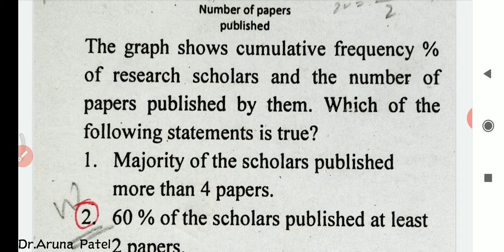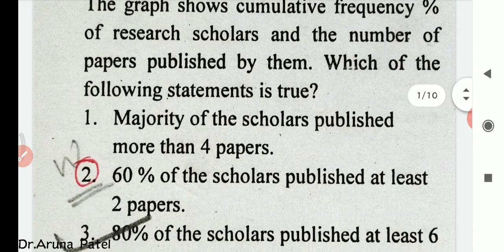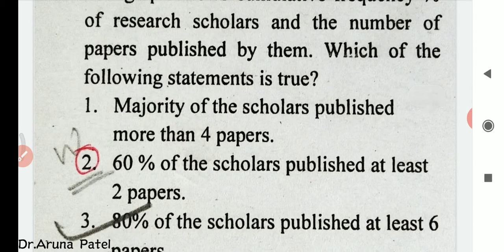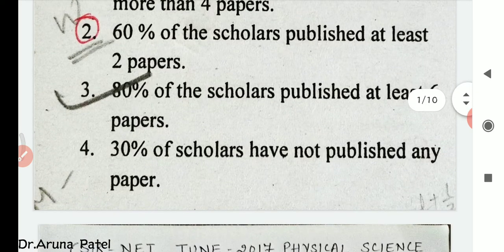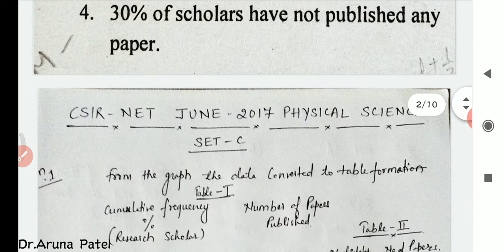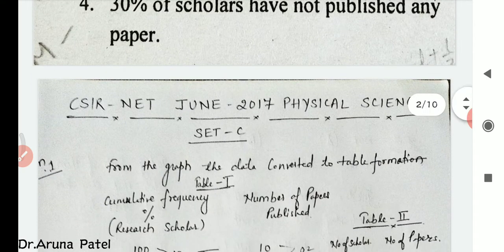Majority of the scholars published more than four papers. 60% of the scholars published at least two papers. 80% of the scholars published at least six papers. And the fourth one is 30% of scholars have not published any paper. So see the solution. This is June 2017 and set C.